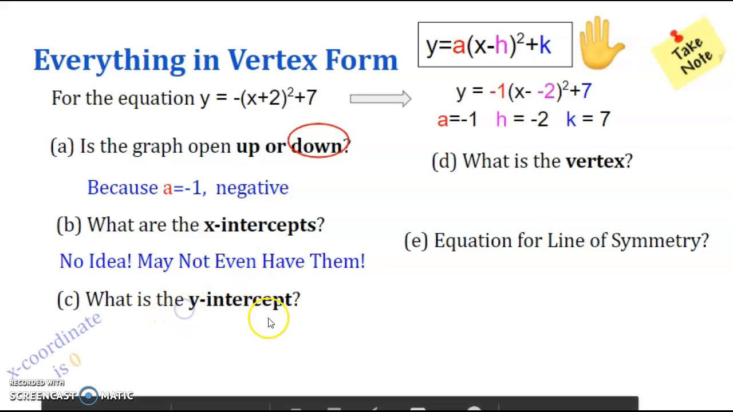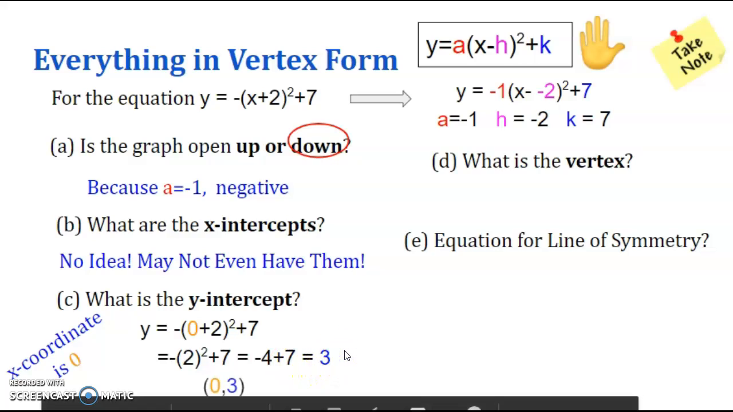What is the y-intercept? That's pretty easy because the x-coordinate of the y-intercept is always 0. That means we can go to our original equation and substitute 0 for x. And so you're left with 0 plus 2 all squared, and take a negative of that, plus 7. That's going to be 2 squared, take a negative of that, that's negative 4 plus 7, which is 3. So I know that the y-intercept is 0, 3.